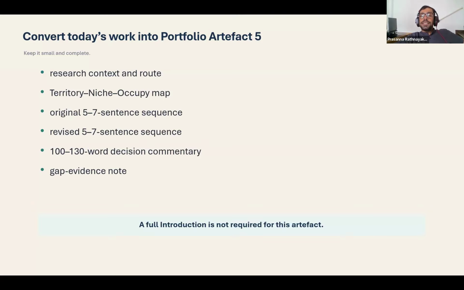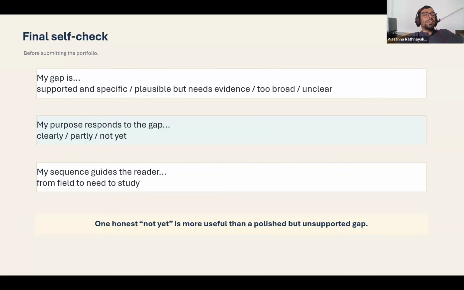Well, my dear friends, with that, we can move to the end of today's discussion. Before submitting your portfolio, use these self-checks. Is your gap supported and specific, or is it only plausible at this stage and still needing evidence? Check before you submit. Does your purpose respond to the gap, or has it moved into a different problem? If so, how should you bring it back to pitch to the niche you identified?